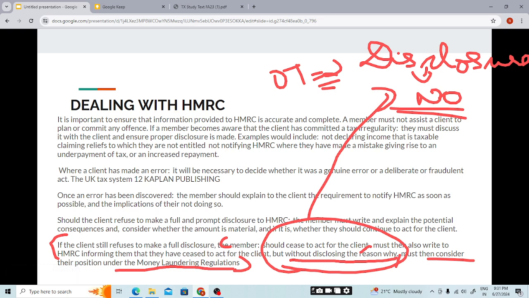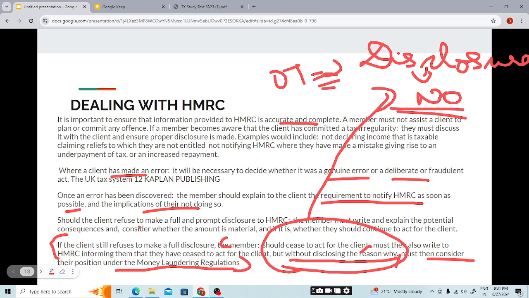Then, how will we be dealing with HMRC? Whatever filing we do with HMRC must be complete and accurate. If our client has made an error, we will see whether it was a genuine error or deliberate. Then, as the tax agent, I will inform the client that they need to notify HMRC as soon as possible, and if not, there will be implications from HMRC.